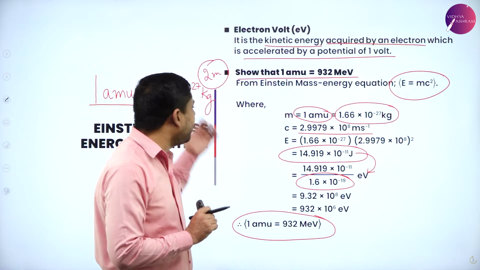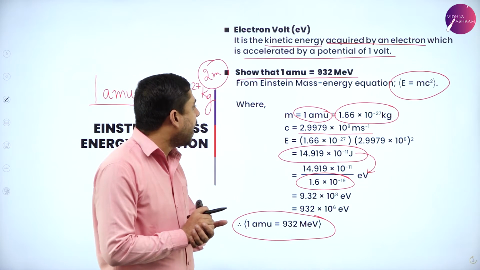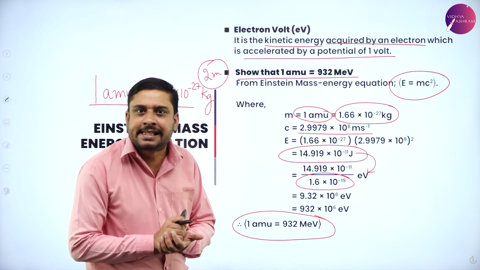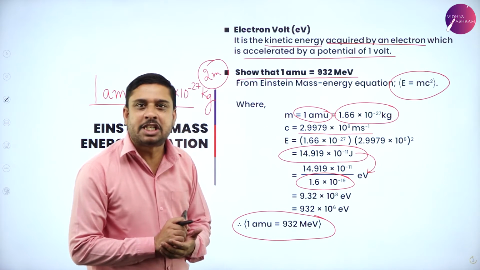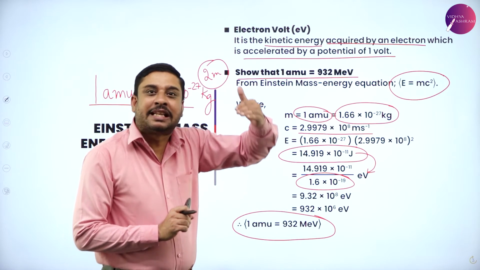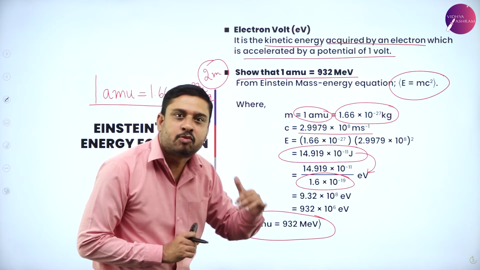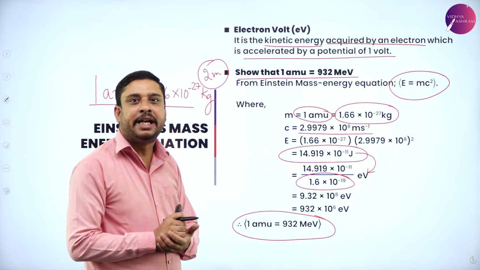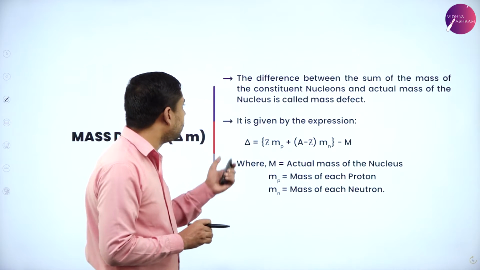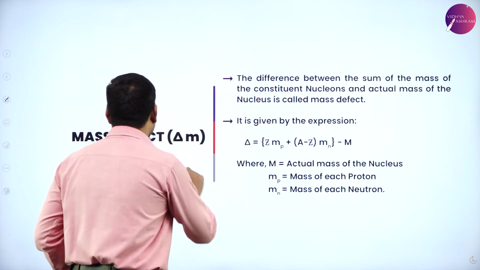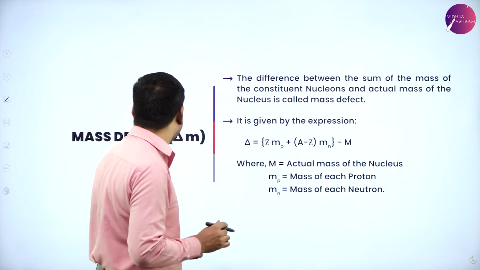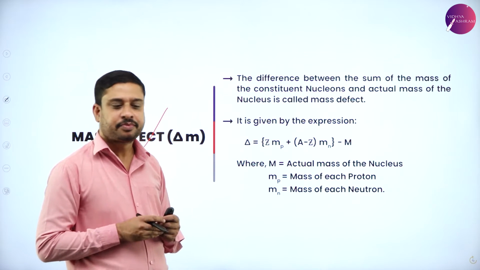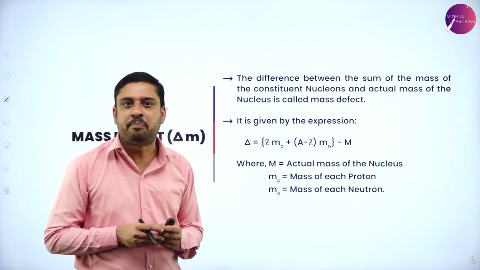So yesterday we have shown 1 atomic mass unit is 1.66 into 10 power minus 27 kg. And from the theory of relativity, in terms of electron volt, 1 AMU is 932 MeV. Now we study a beautiful concept called mass defect, for which I will consider an example.